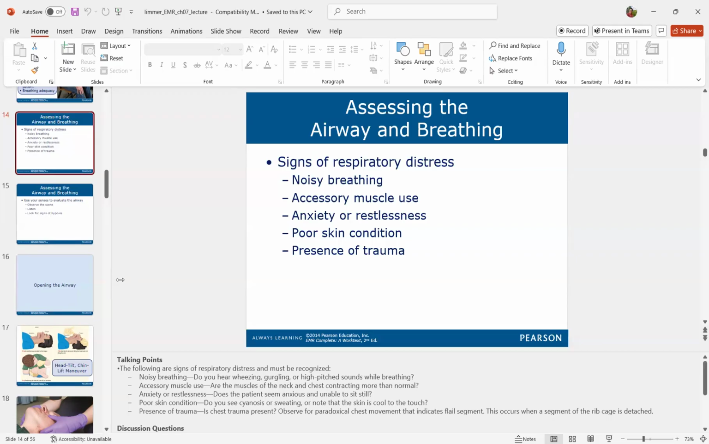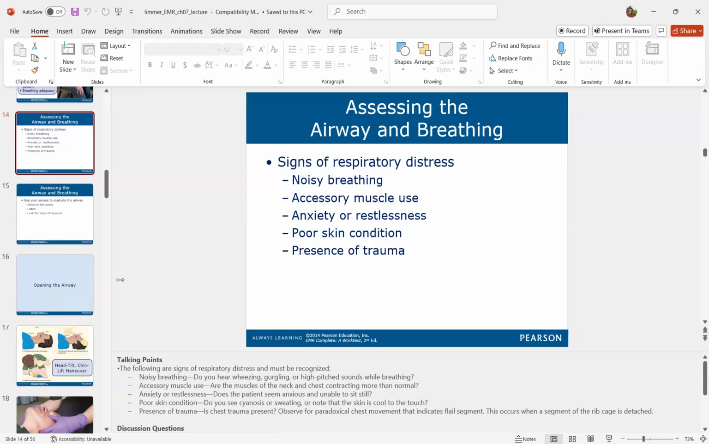They're unable to sit still, because when you can't breathe, a lot of people get anxious with that. Poor skin condition, do we see cyanosis? Again, that bluish grayish color. Are they sweating? Are they cool to the touch? Usually people are warm, pink, and dry. So if they're other than that, they're having some difficulty breathing or something's going on.